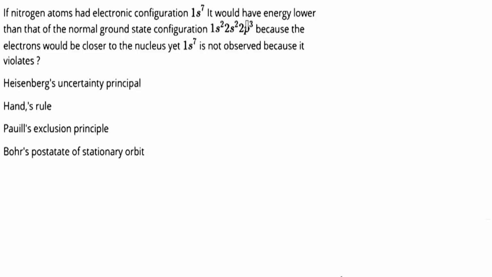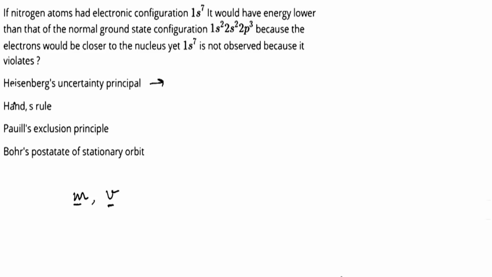Why? Because now we have to select the given options. So first of all, let's see what is Heisenberg's uncertainty principle. Heisenberg's uncertainty principle states that for any microscopic object, its mass and velocity cannot be determined simultaneously. So it is not related to the electronic configurations, hence this is not the correct option.